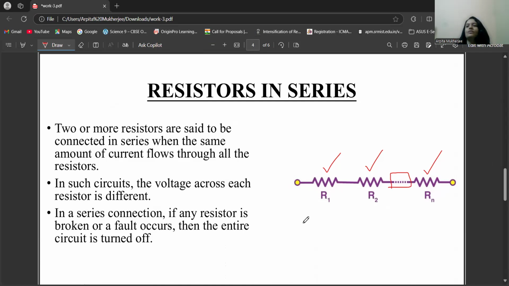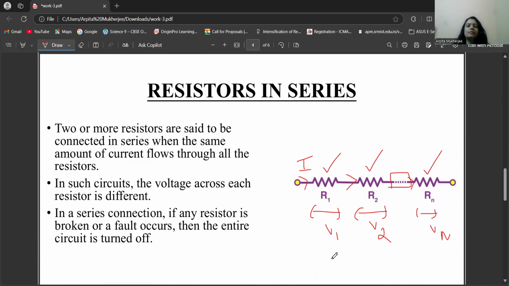Now, what is the importance of these kinds of circuits? As you can see in the circuit diagram very carefully, all the resistors are connected back to back. If I is the current flowing through the R1 resistor, it will also flow through R2, and it will also flow through the nth resistor. So all of the resistors will have the same amount of current flowing through them. But the voltage will be different. It will be V1, V2, and for this it can be Vn. But there is a major disadvantage in this kind of circuit.